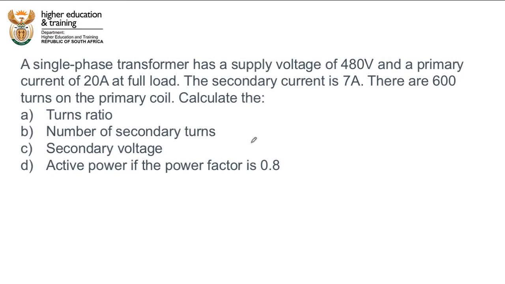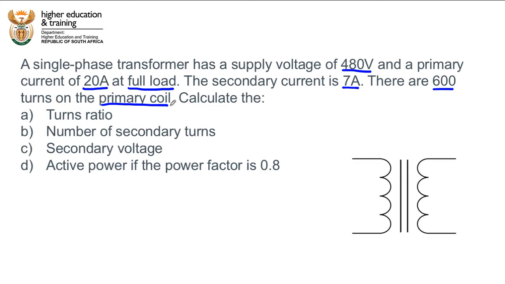We are told that a single-phase transformer has a supply voltage of 480 volts and a primary current of 20 amps at full load. The secondary current is 7 amps, and lastly, there are 600 turns on the primary coil. Now, as normal, let's go ahead and note the information that we've been given on a diagram.